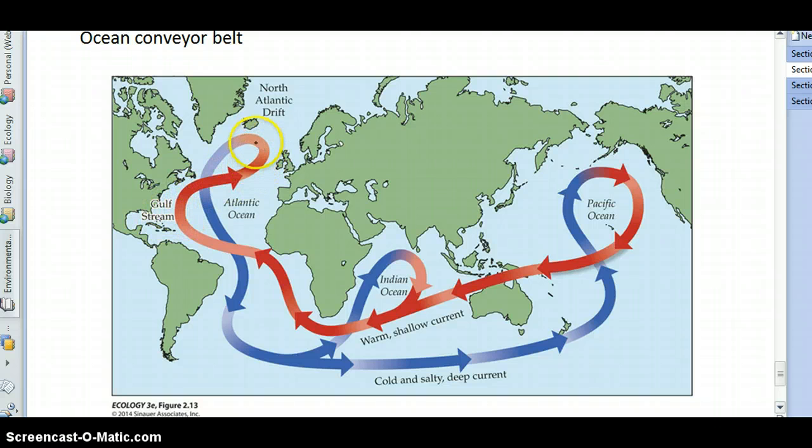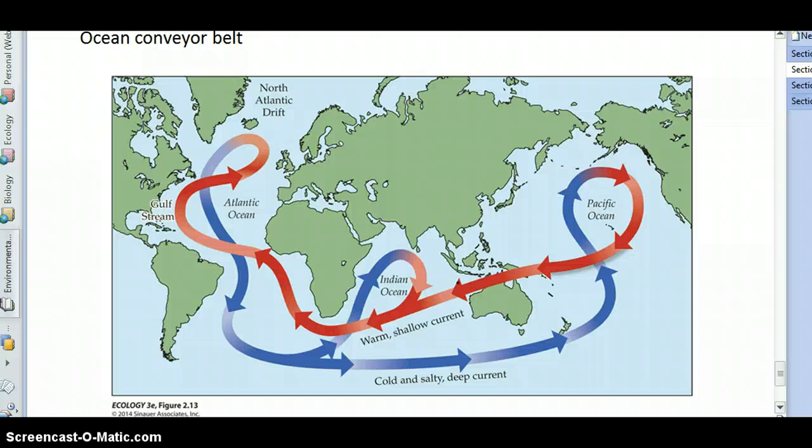And then when it gets up there, it begins to cool down, and some of it sinks deeper down into the ocean, and then it travels down south in the Atlantic, deep in the ocean, into the Indian Ocean and the Pacific Ocean, where it is warmed up and rises, and then travels back in the opposite direction.